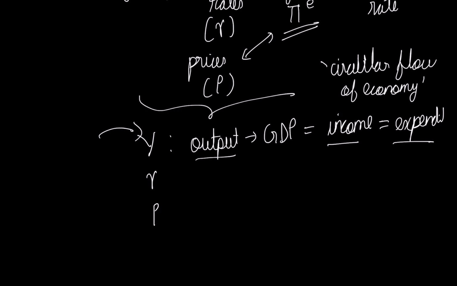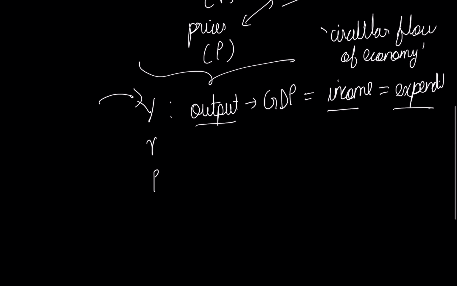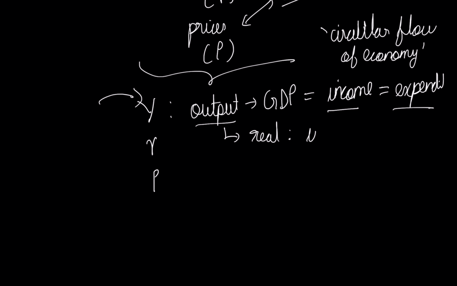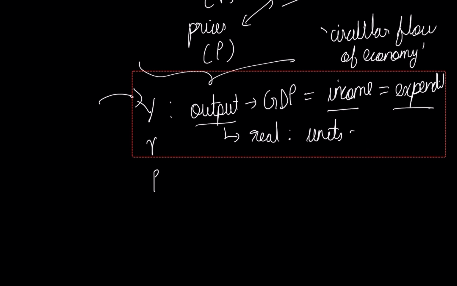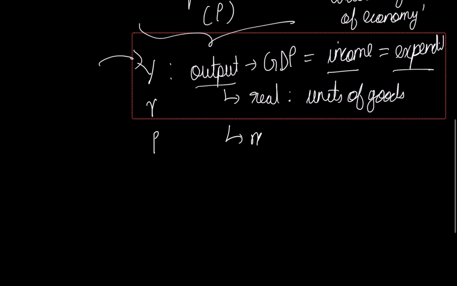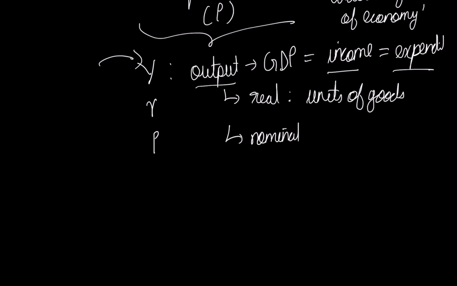So these three things are essentially one and the same, and we refer to all of these as the output. One important thing to note here is that by output, we refer to the real output. Real output means that the output is expressed in terms of units of goods. In contrast, we have something called nominal output. Nominal output is output that is expressed in terms of the price of the goods. There is a key difference between the two. For example, when I say real output, I'm trying to describe the output produced in terms of units of goods.